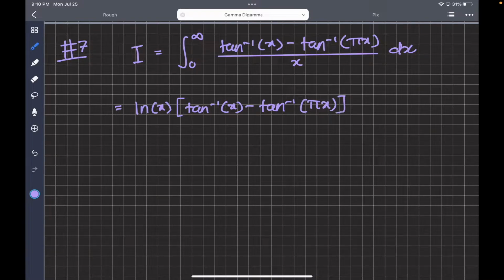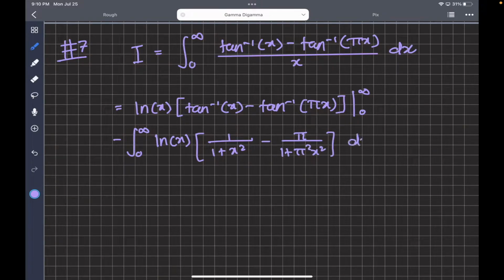It's a pretty long expression, evaluated at 0 and infinity, minus the integral from 0 to infinity of natural log of x times 1 over 1 plus x squared. This is differentiating the first inverse tangent and then the second, 1 plus pi squared x squared dx.